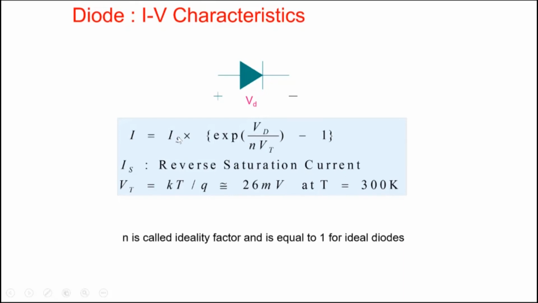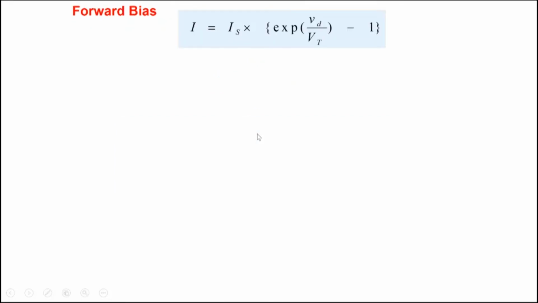If you're going to analyze circuits using a PN junction diode, this is the model of the diode. The current and the voltage are related through this exponential relationship. In forward bias, Vd is positive, and most of the time we are applying voltages much larger than 26 millivolt. Assuming an ideal diode, N equals 1, Vd is much larger than Vt, so the exponential is much larger than 1. So in forward bias we normally write the diode as I equals Is exponent Vd by Vt.